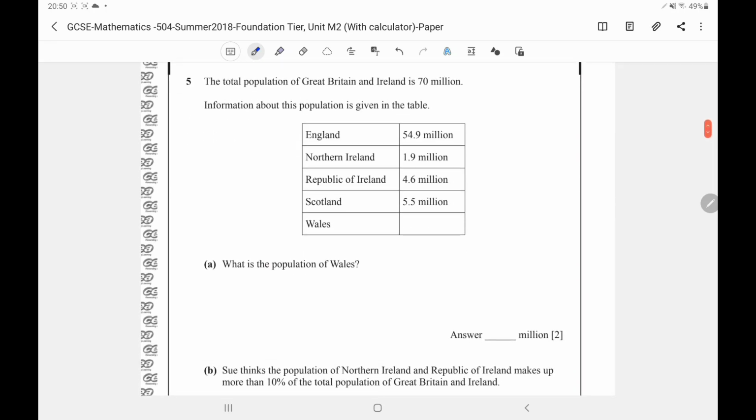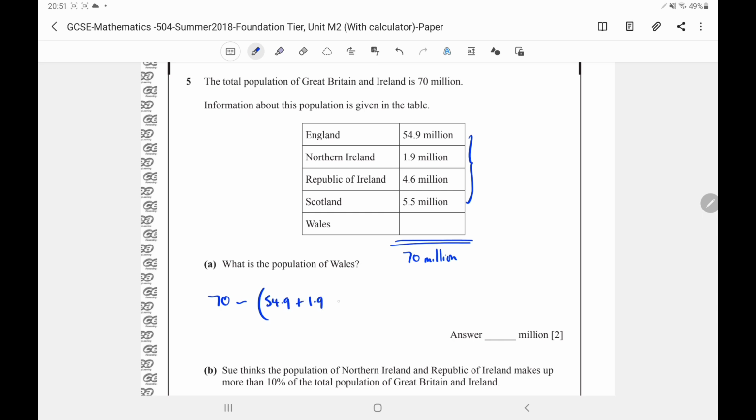Moving on then, question 5. The total population of Great Britain and Ireland is 70 million. Information about this population is given in the table. So when we add all of these numbers up, we need to get 70 million. To work out the population of Wales, we'll have to start with 70 million and subtract everything else. You don't actually have to type in million all the time into the calculator, just start with 70 and subtract the total of these.